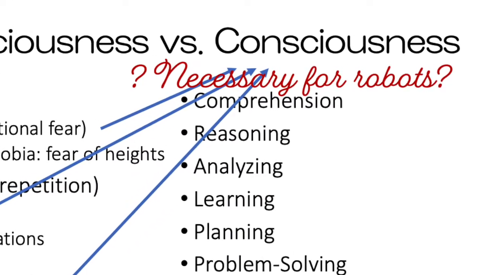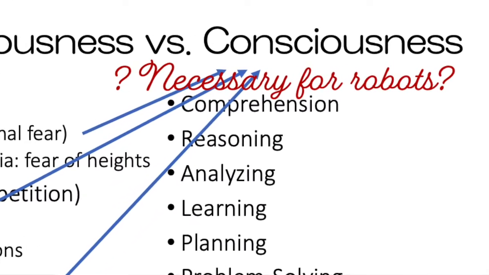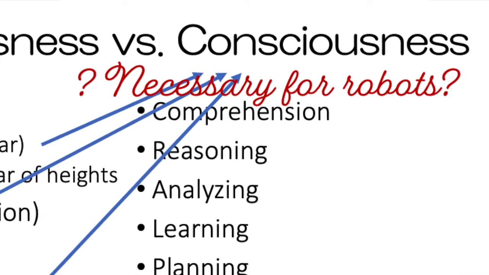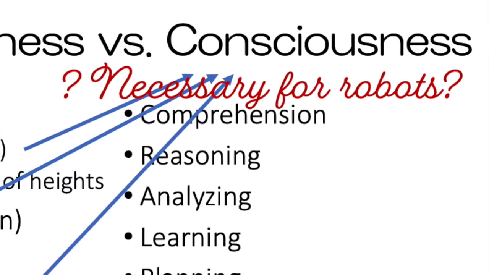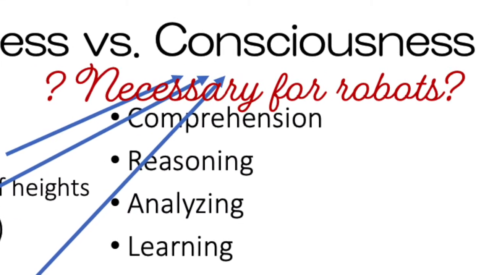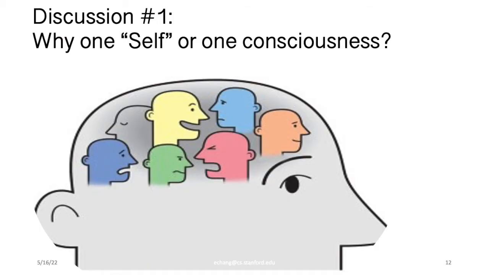So this is your homework number 1. The assignment will be given to you at the end of today. We have 2 questions about cancer and 2 questions about consciousness. So the first question here is: why one self and one consciousness? My own hints are the following.